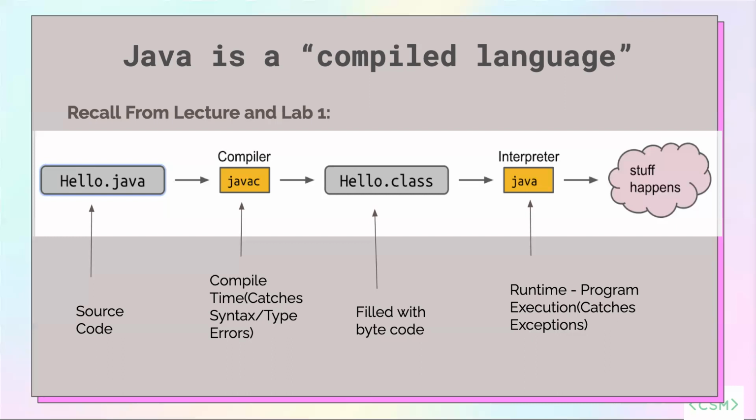As for the interpreter, it catches more of these exceptions, right? Maybe you're operating on a linked list and you have some null pointer exception, for example. These are things that aren't going to be caught by the compiler, but are going to be caught by the interpreter when you actually run your code. Any questions on this stuff?